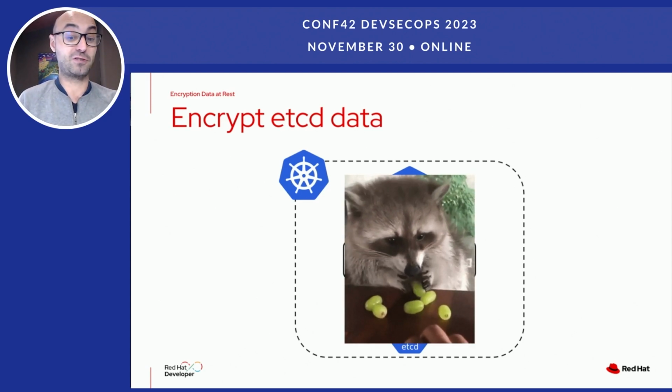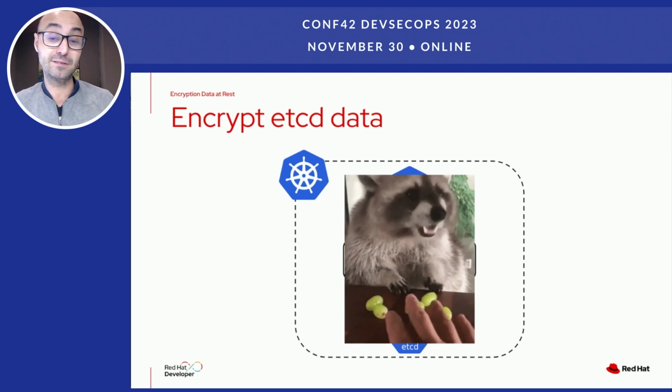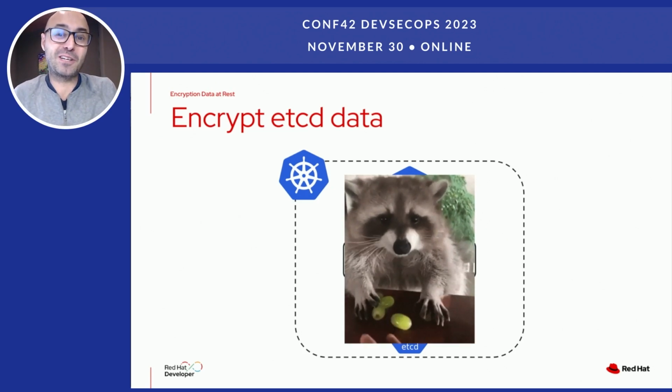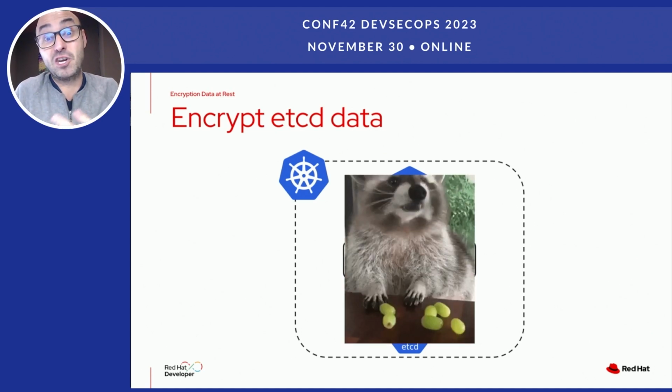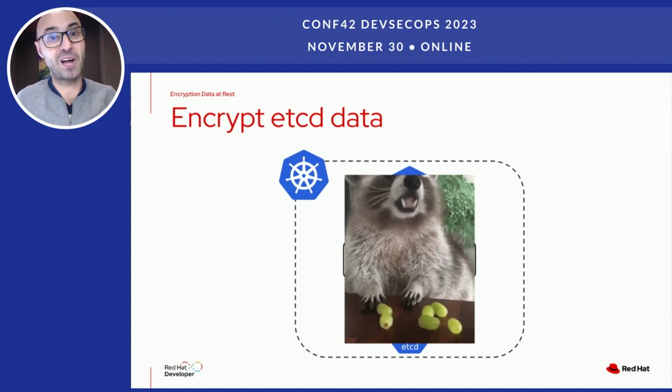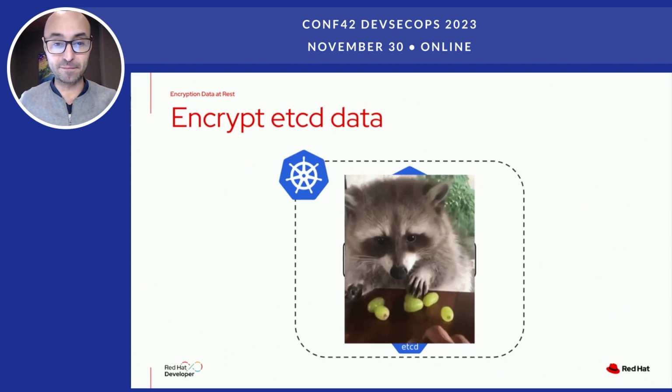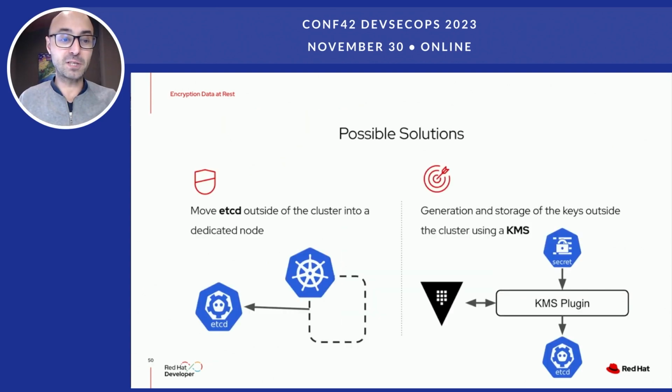Yes, you thought that everything was encrypted, but it was not. Well, it was encrypted, but the private key was also there, so it's like it's not encrypted. If you are a serious hacker, you will get it really quickly to decrypt this data. So, possible solutions. First of all, move etcd outside of the cluster. This is something that people really don't know: you can move etcd outside of the cluster.